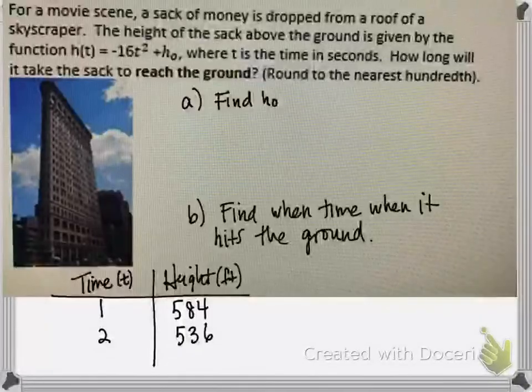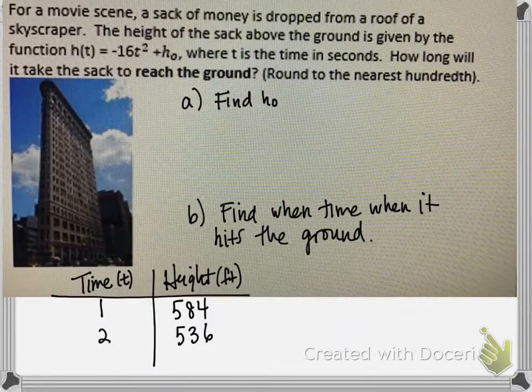For a movie scene, a sack of money is dropped from the roof of a skyscraper, and you can represent the height of the sack above the ground in a given time with this equation right here, where t is the time in seconds. How long will it take the sack to reach the ground?